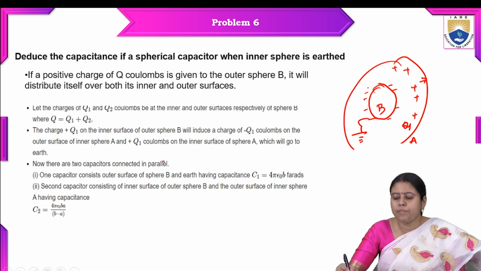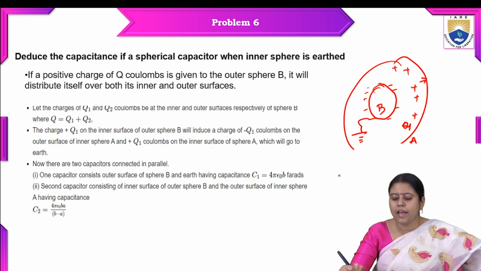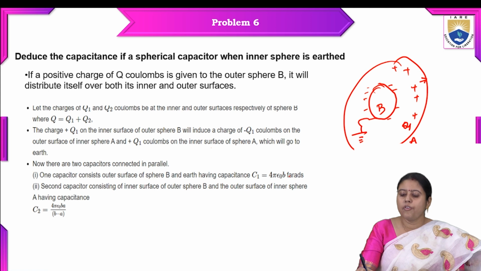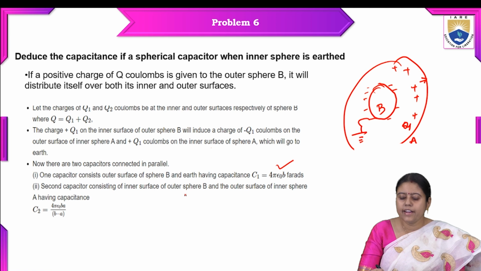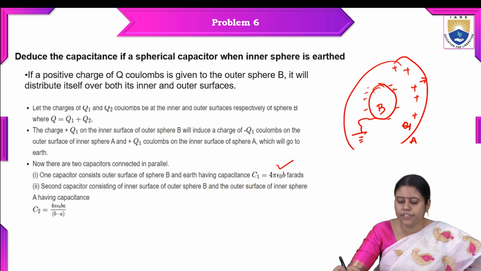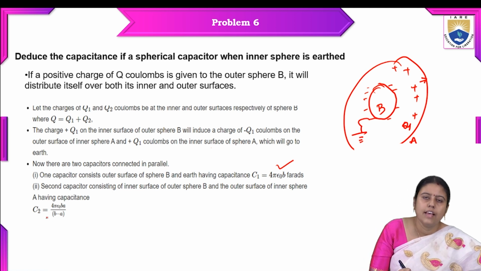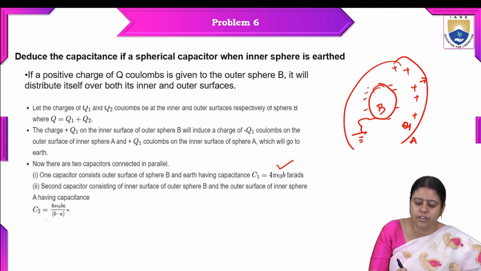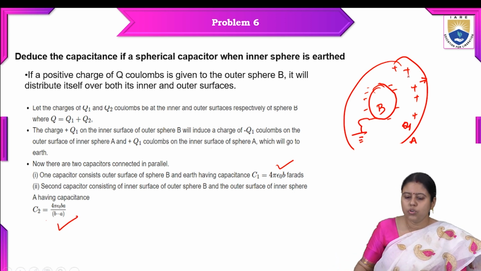Now there are two capacitors. We can think of them as two capacitors connected in parallel. One capacitor consists of the outer surface of sphere B and the earth, having the capacitance C1 = 4 pi epsilon naught B farads. The second capacitor consists of the outer surface of A and the inner surface of B, with capacitance C2 = 4 pi epsilon naught AB by (B minus A). So this is a combination of the two capacitors.